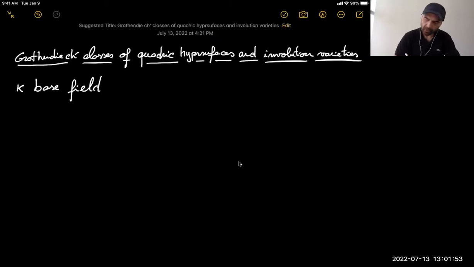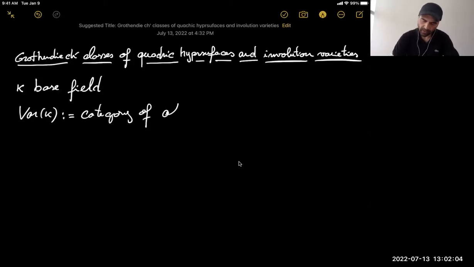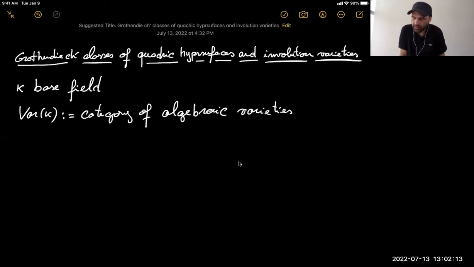And let's use the following notation. I will write Var_k. This will stand for the category of algebraic varieties. And by an algebraic variety, I mean a reduced, separated k-scheme of finite type.